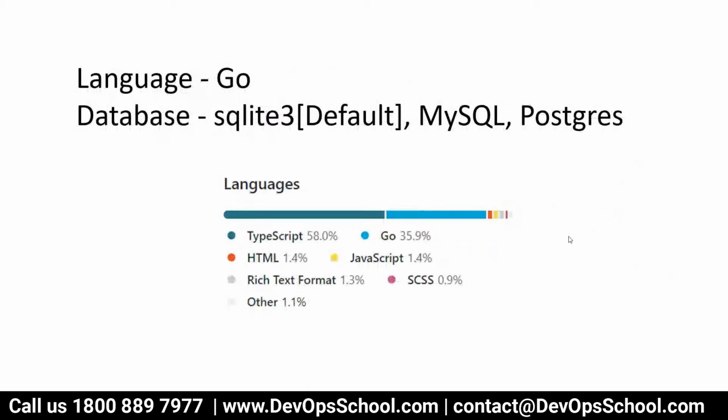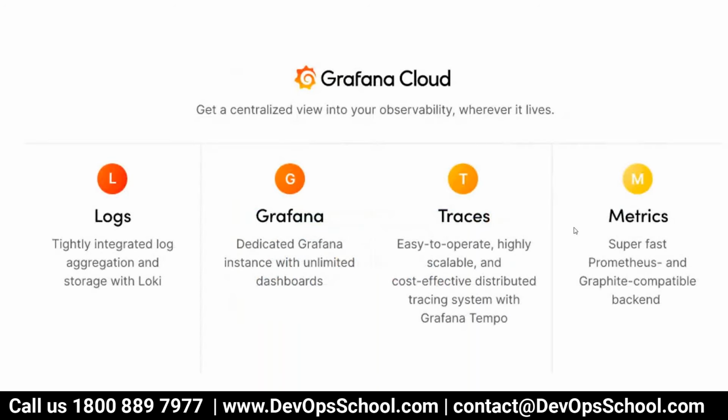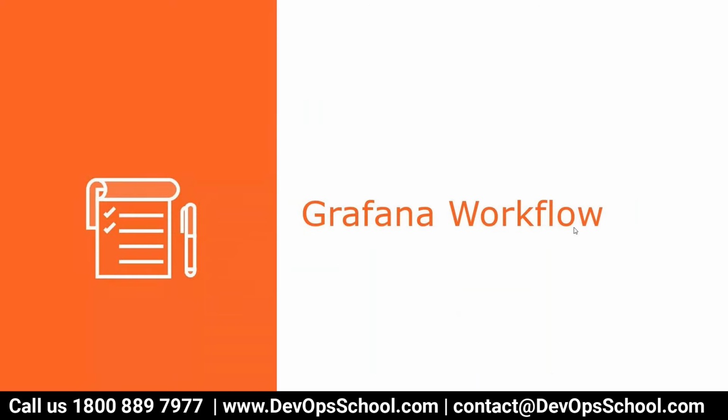If you ask how Grafana has been developed, the backend is primarily Golang, and because of that you can install it on any platform. Then the front end has been developed using TypeScript, HTML, JavaScript, and stuff like that. So these are the languages used. In terms of database, I discussed SQLite default, MySQL, Postgres, and so on. This is the technology which has been used to develop Grafana. These are the features which I discussed.